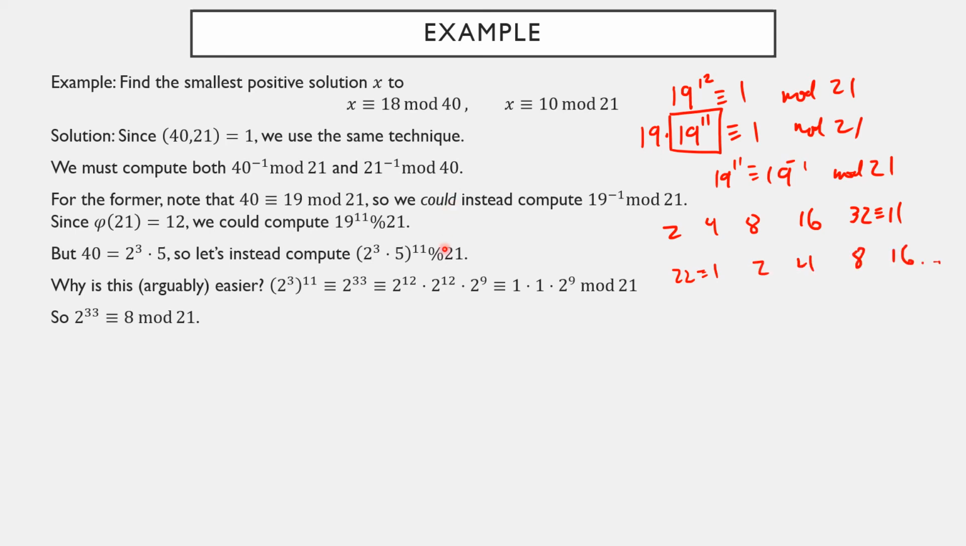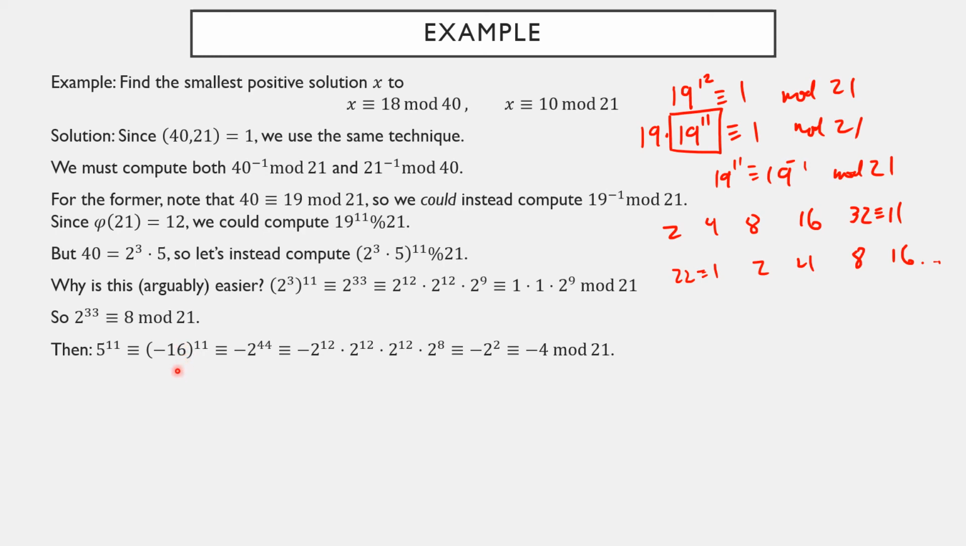And now let's just count. 2 to the 1st, 2nd, 3rd, 4th, 5th, 6th, 7th, 8th, 9th. 2 to the 9th is 8. So 2 to the 9th is the same thing as 2 to the 33rd mod 21. So 2 to the 33rd is equivalent to 8 mod 21. 5 to the 11th, I could go through a similar sort of looking for patterns business, but 5 mod 21 is equivalent to negative 16.